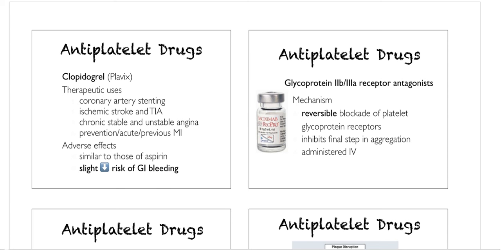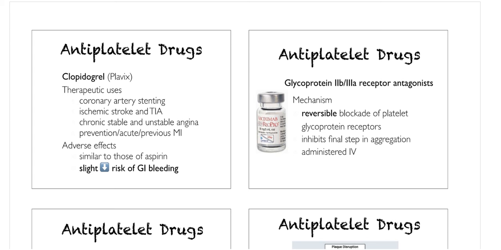It's not as easy to get access to Plavix. You have to go through a prescription. You have to have refills. You can't just go to your Walmart and pick up something off the aisle like aspirin. You have to actually go through the prescription situation. But the benefit is we have a slight decrease in GI bleeding, which a lot of older adults have a propensity towards having.